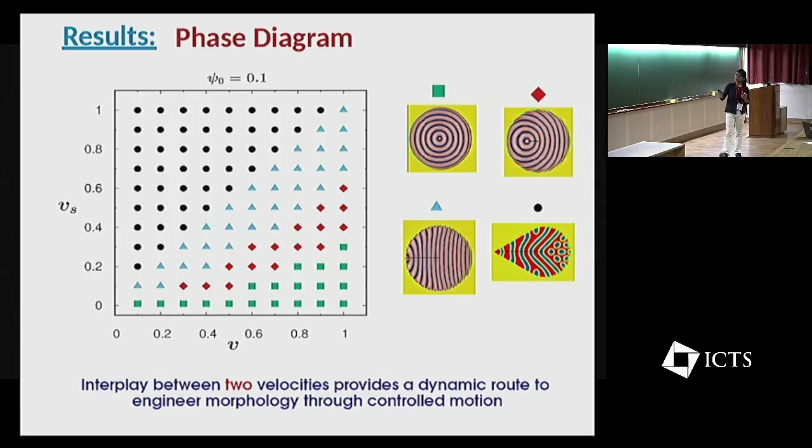Here I show the complete phase diagram that one obtains if you change the combination of the two different velocities. And why is it interesting? Because it gives you a route through which, by tuning these two velocities, you can control the final morphology that's going to form. We also observed that these structures do not exhibit any kind of self-similarity upon scaling the correlation functions. So this is the main story which I wanted to tell you.